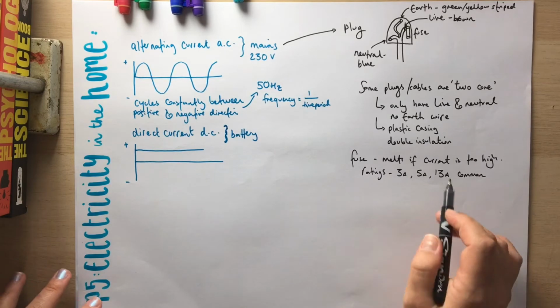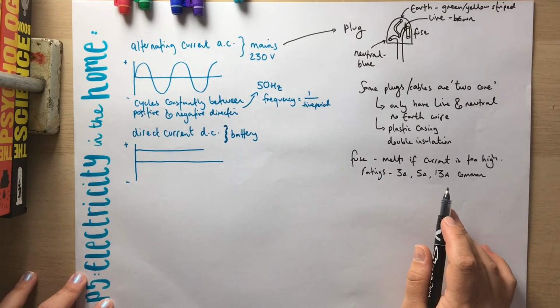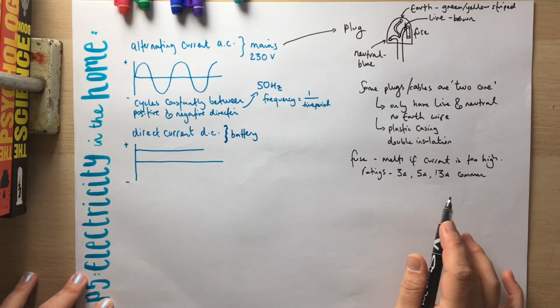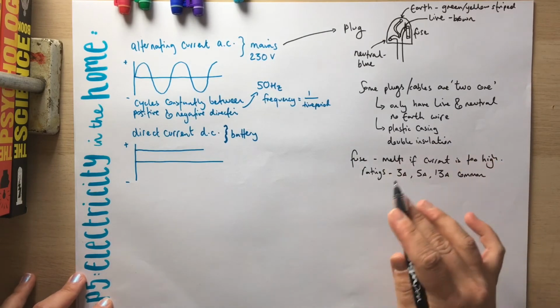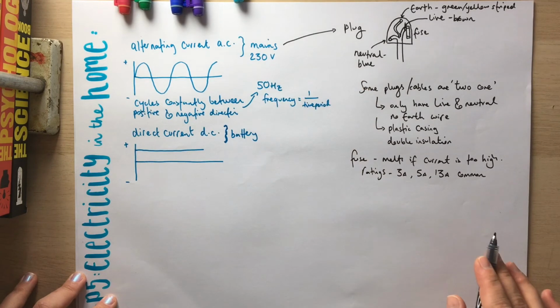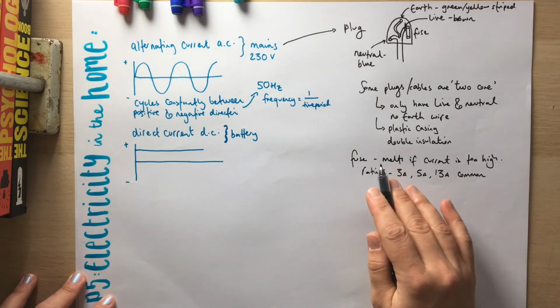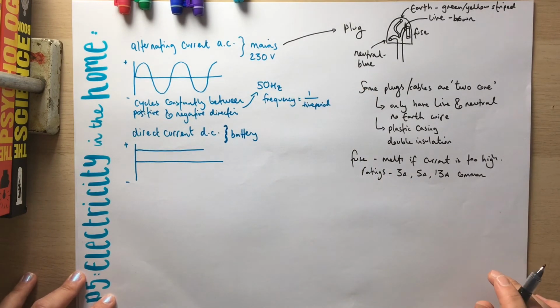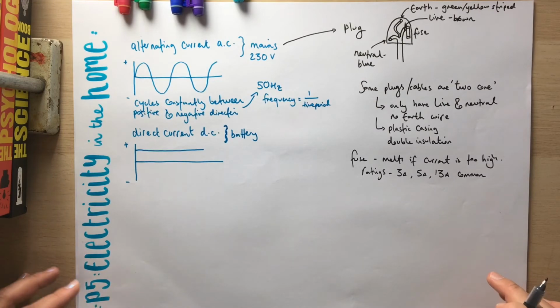So I suppose in the context of a question, you could be asked to calculate the current going through something if you were given other values, so the power and the potential difference, or being told it's on mains, and then to choose an appropriate fuse for that.